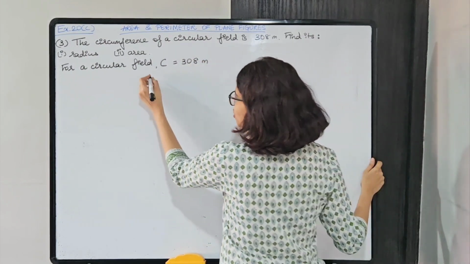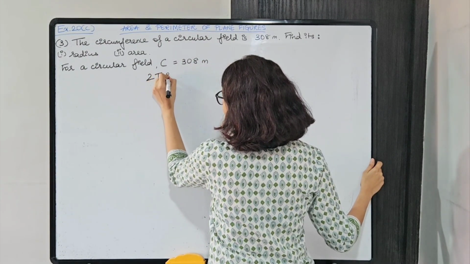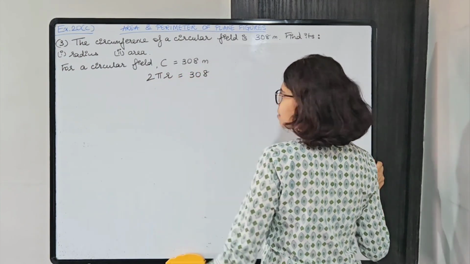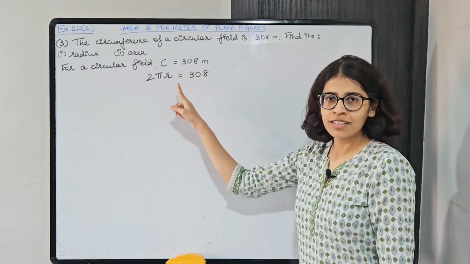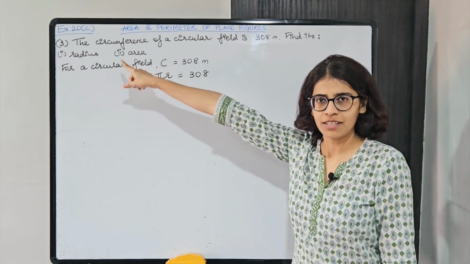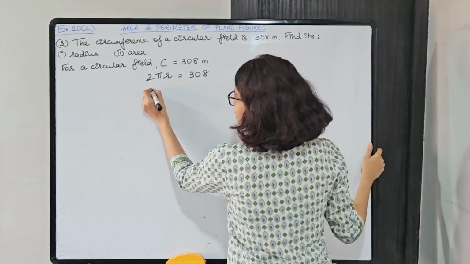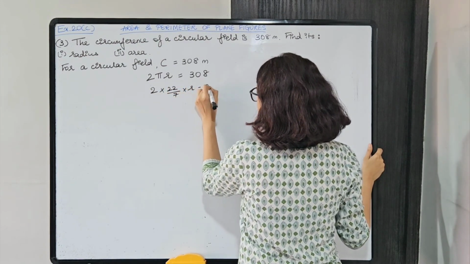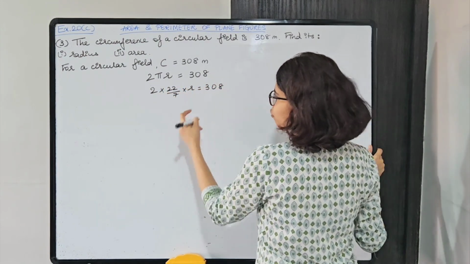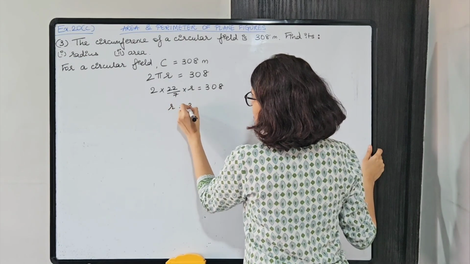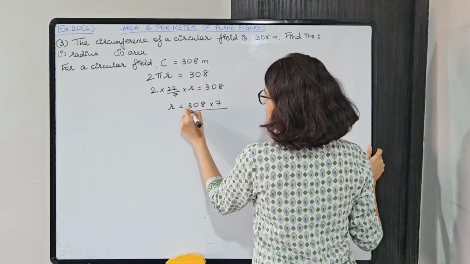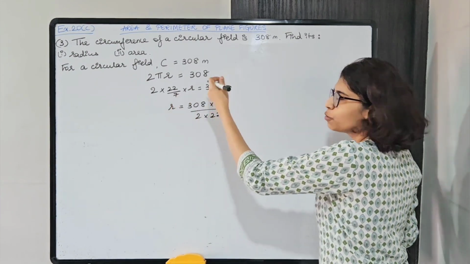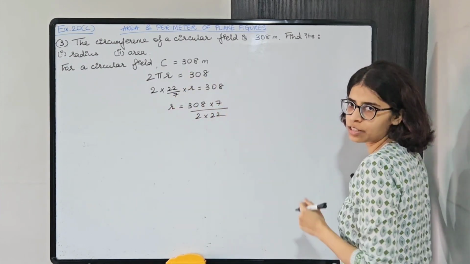Circumference is 2 pi r. Right? So I can say 2 pi r is 308. Solving this, I'll get the value of radius. So 2 into 22 upon 7 into r is equal to 308. Numbers को shift करते हैं. So r is 308 into 7 upon 2 into 22. The numbers in denominator will go in numerator और जो numerator में है वो denominator में जाएगा.